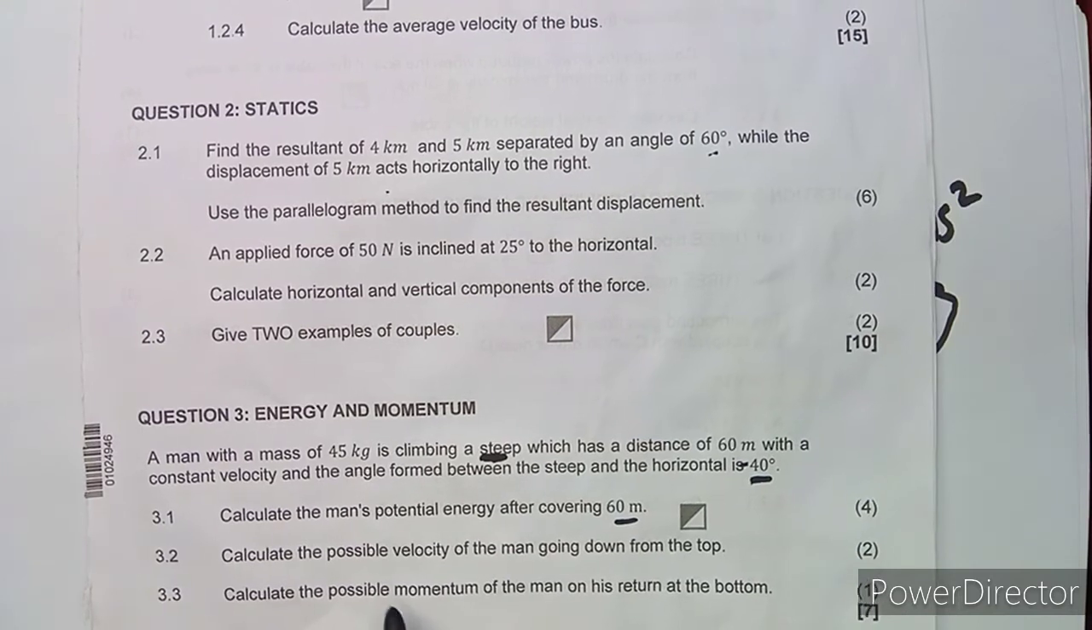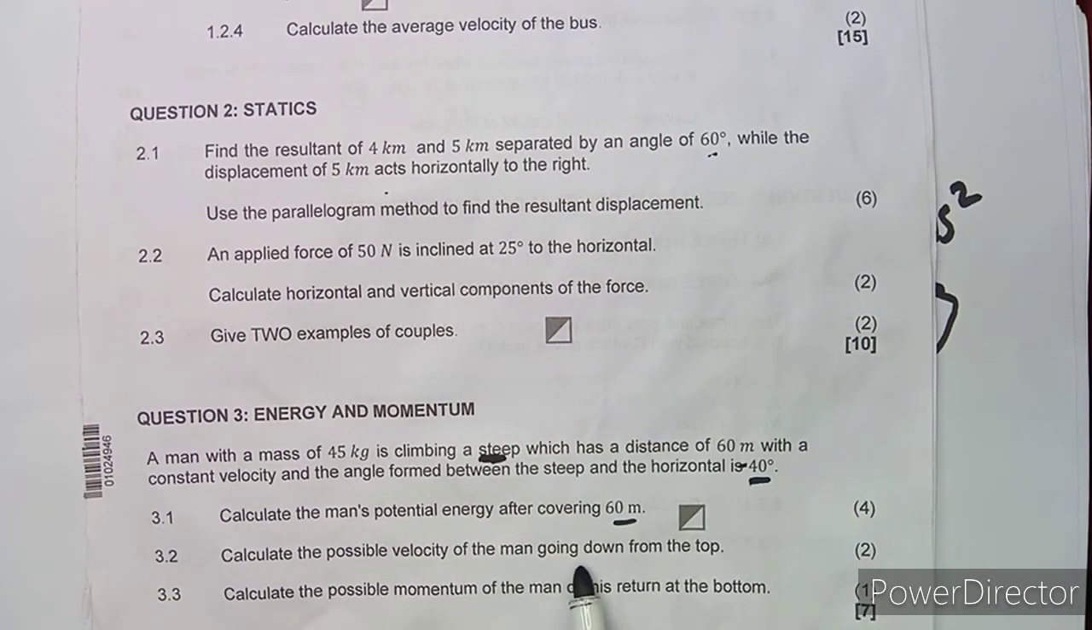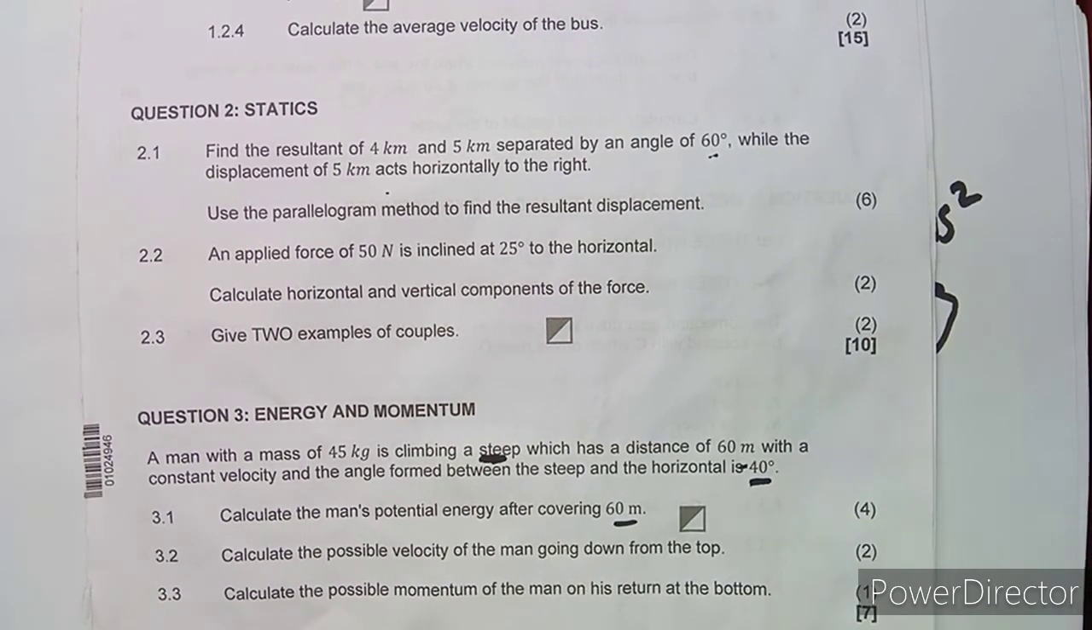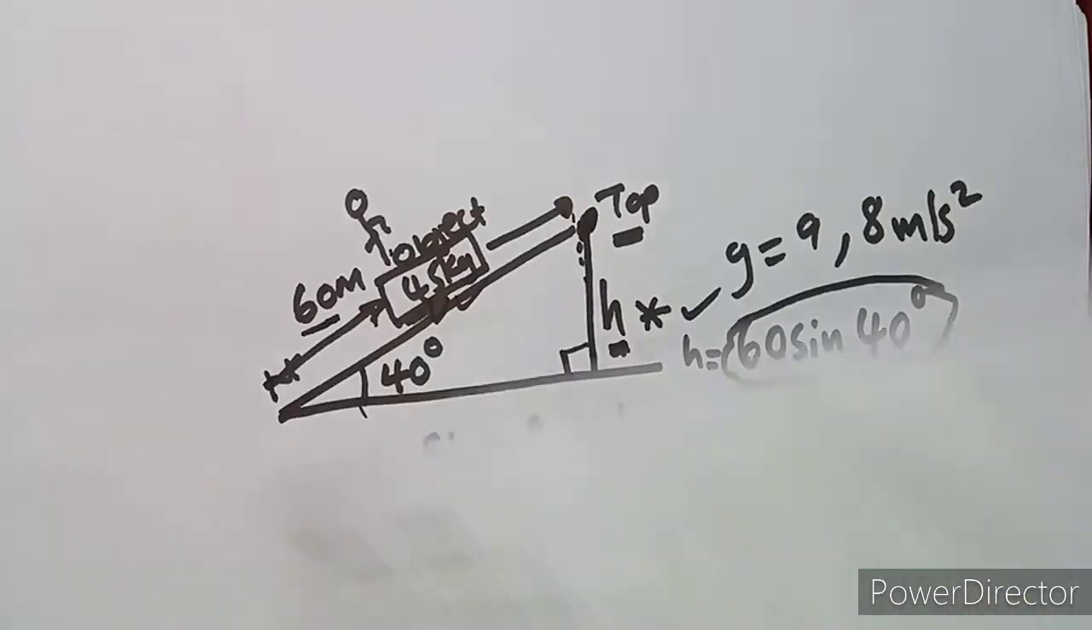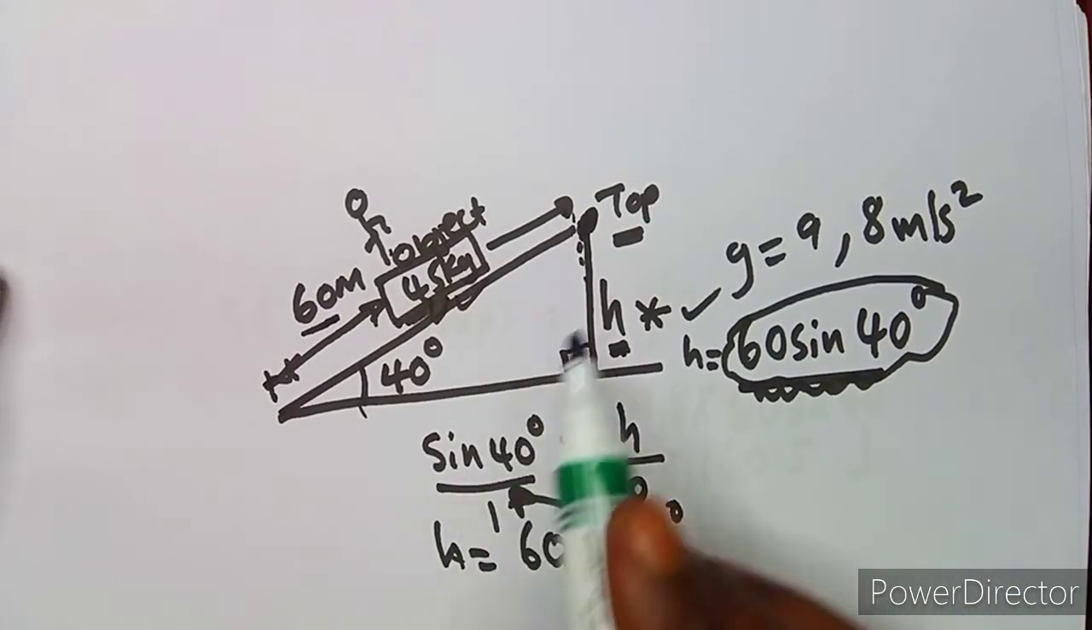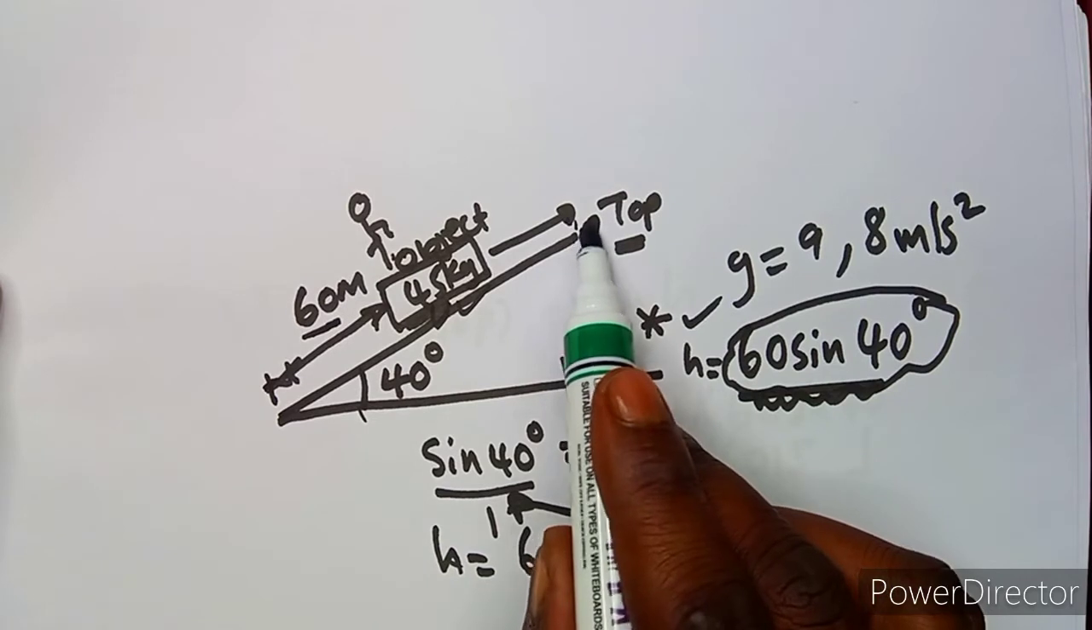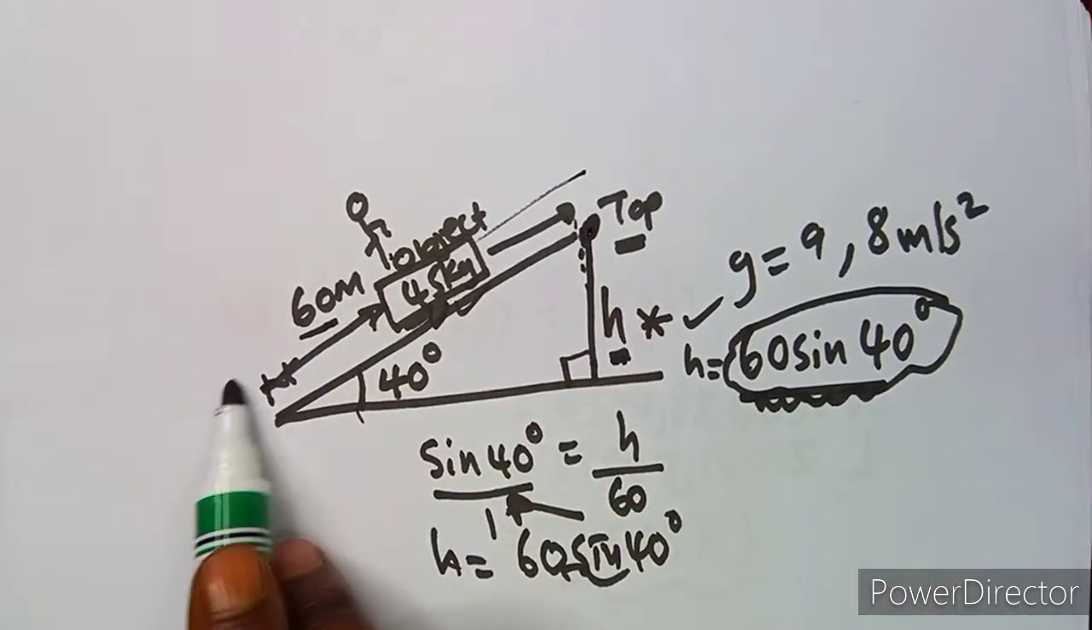Then calculate the possible velocity of the man going down from the top. So if this man now is going down, take note, he is at the top before, then now he wants to go down.